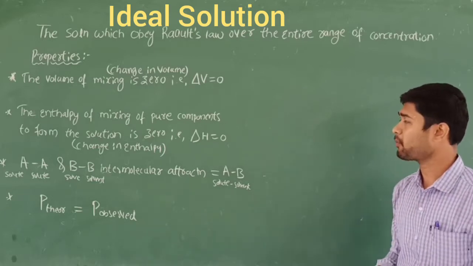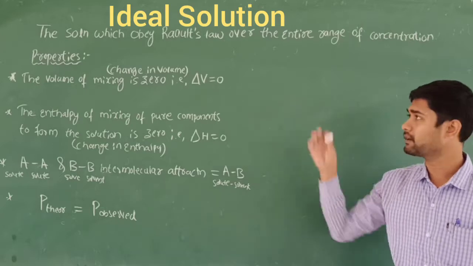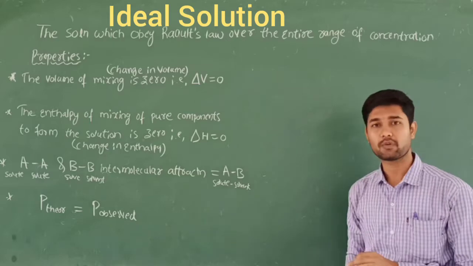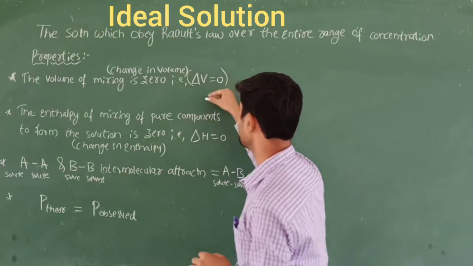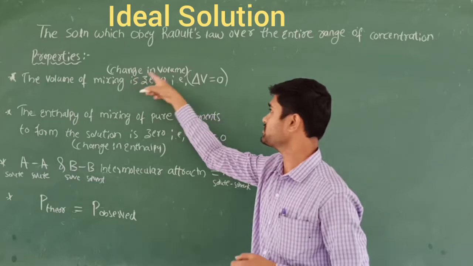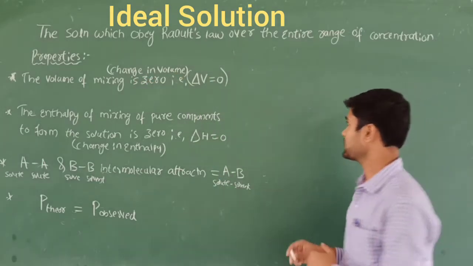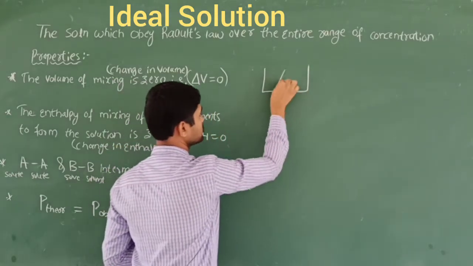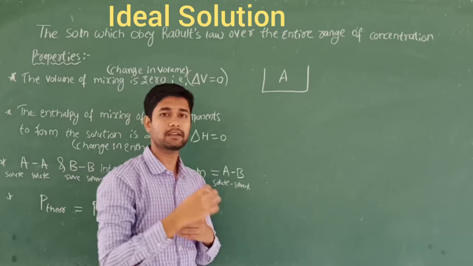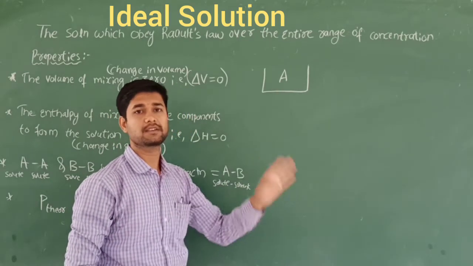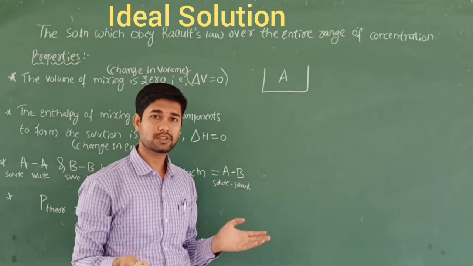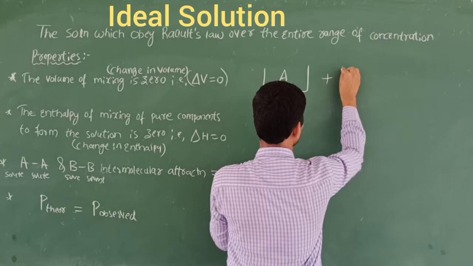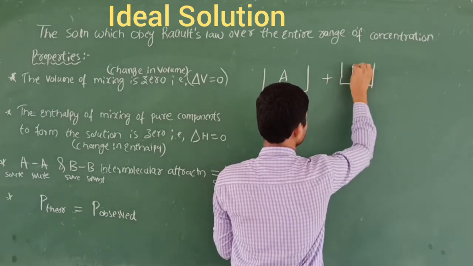Let's take the important properties of these ideal solutions one by one. The first property tells that the volume of mixing is zero, that is delta V mixing. Delta V is nothing but the change in volume. How to judge this? Now I am going to take a solute. When we are discussing a liquid solution, the solute is a liquid and the solvent is a liquid. The solution is nothing but the mixture of the solute and solvent. So now I am taking this solute as A and this solvent as B.